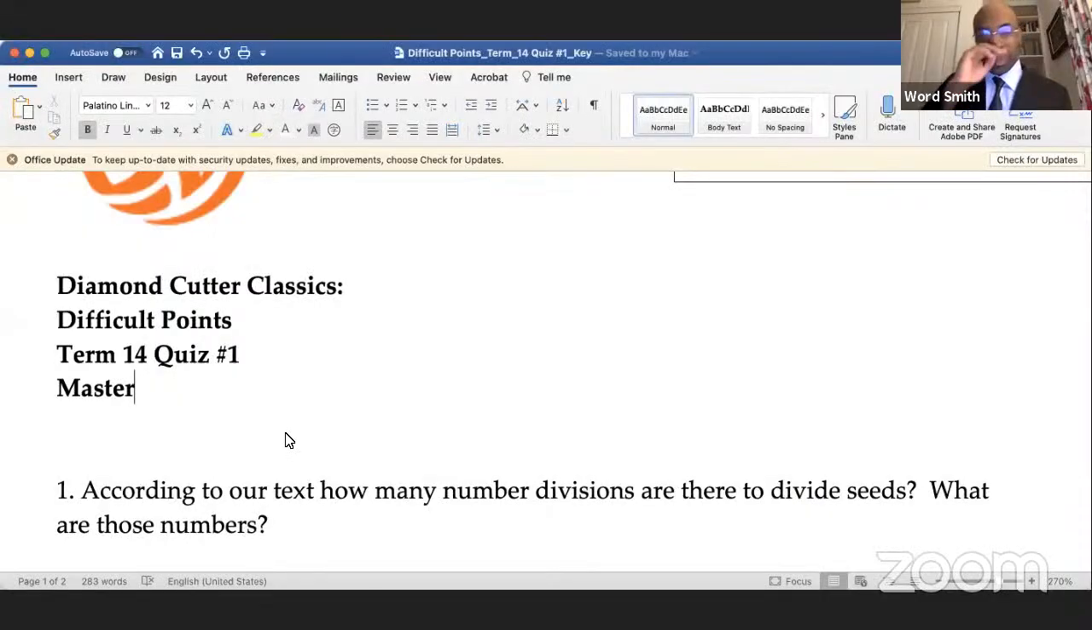Okay, let's do the homework. According to our text, how many number divisions are there to divide seeds? That makes sense. I guess so. It made sense in my head. What are those numbers? Stanley's right. 4. What are they, Stanley?